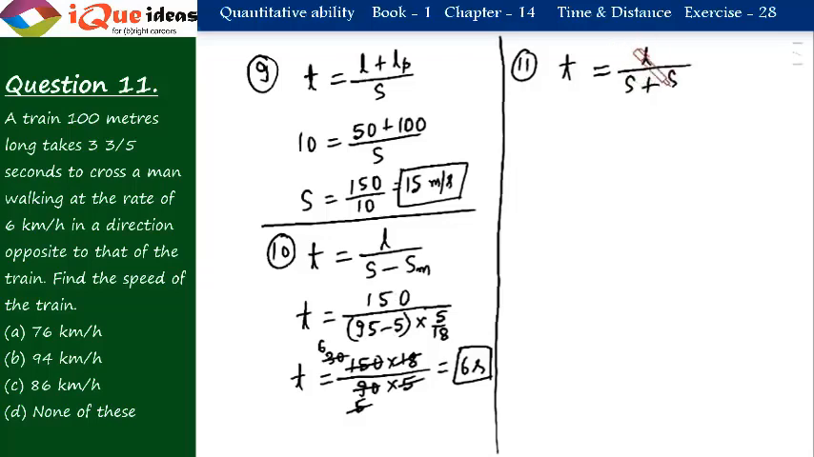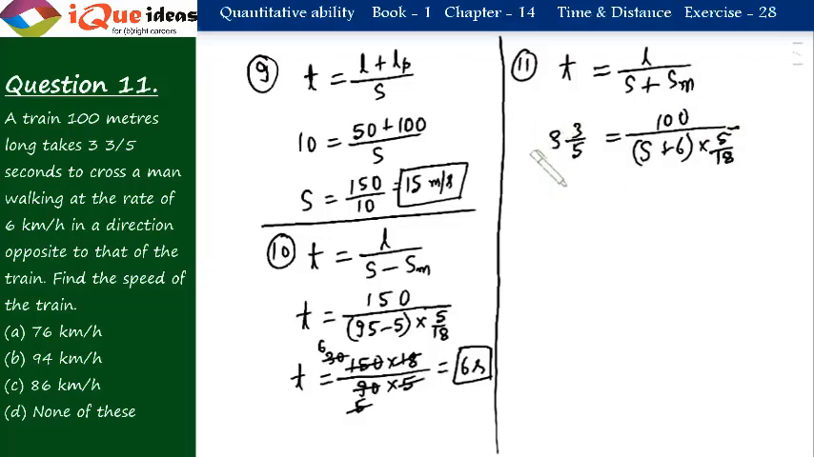Now it is the opposite direction, so plus the speed of the man. Here the time given is 3 by 5 seconds. So 3 by 5 is equal to the length of the train, 100 meters, divided by the speed of the train, which we have to calculate. Suppose it is S in kilometers per hour, plus the speed of the man, 6 kilometers per hour. Both are in kilometers per hour, so multiply by 5 by 18 because we need meters per second.